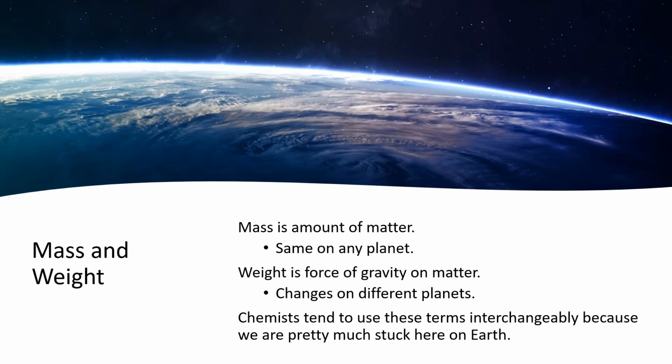The concepts of mass and weight are very closely connected. Mass is a measurement of how much matter is present. The number that you have for mass will be the same no matter where you are, no matter what planet you're on. Weight, though, is the force of gravity acting on matter. And since it's directly tied to the strength of gravity, it will change as the gravity changes. So if you go from one planet to another, it's different. This is a very important distinction for physics. For chemists, we generally tend to interchange these two terms because we're pretty much always doing our chemistry on Earth.